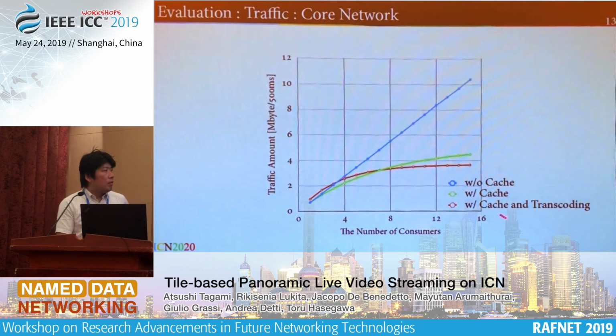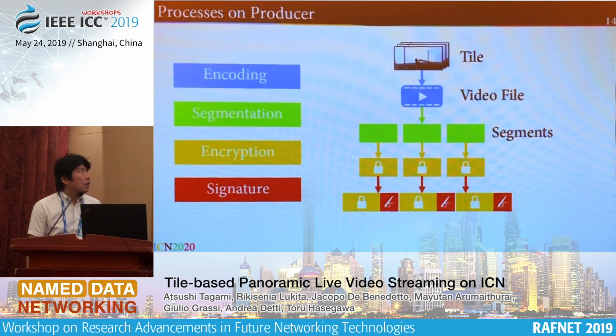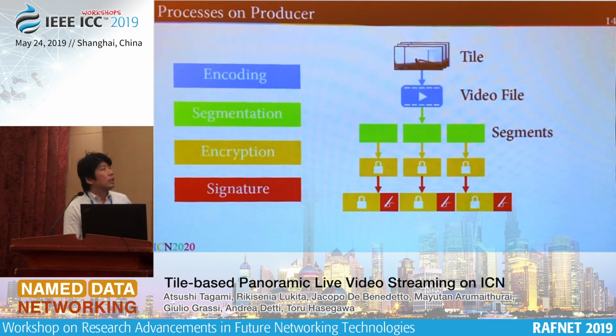When the number of consumers is small, the transcoder always requests high quality tiles, so core network traffic keeps increasing. But when the number of consumers becomes larger, the traffic is less than without transcoding. And the next evaluation is processing time.